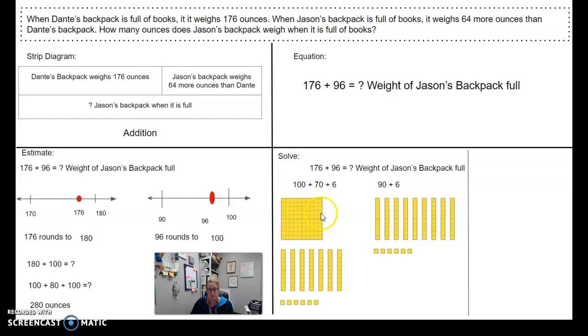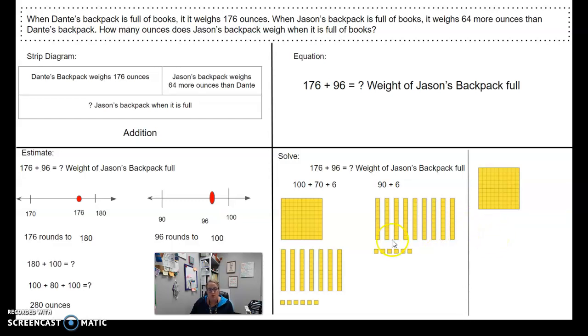So I'm going to start with my hundreds. Right now, I only see 100. So I'm going to go ahead and bring 100 over. Now I'm going to do my tens. So I'm going to count by tens. 10, 20, 30, 40, 50, 60, 70, 80, 90, 100. Ooh, that's good to know. 110, 120, 130, 140, 150, 160. So I need to model 160.